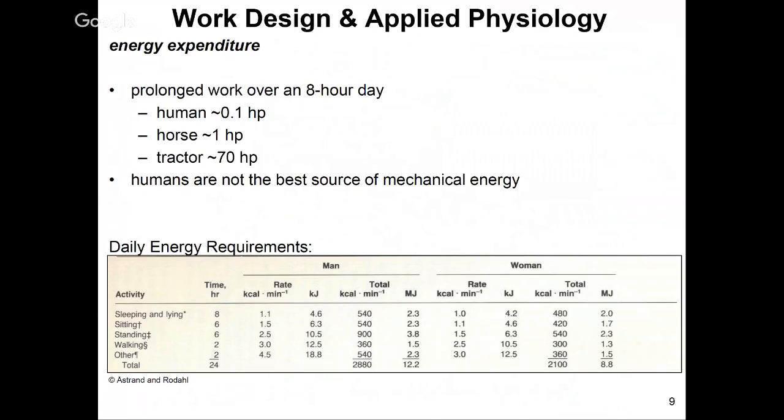As that says, we're not the best source of mechanical energy. We're just not. Machines are much better, and plenty of animals are much better at producing mechanical energy than we are.